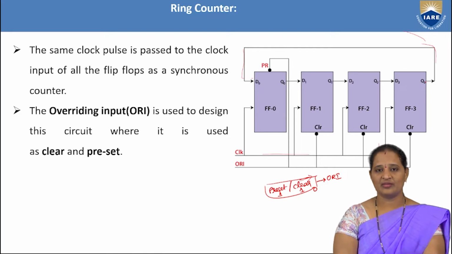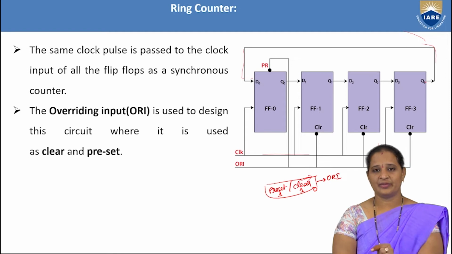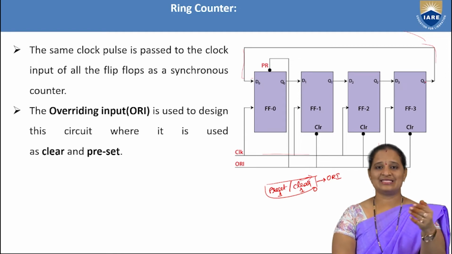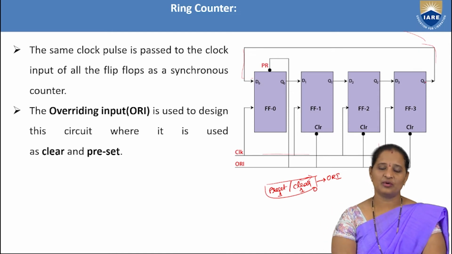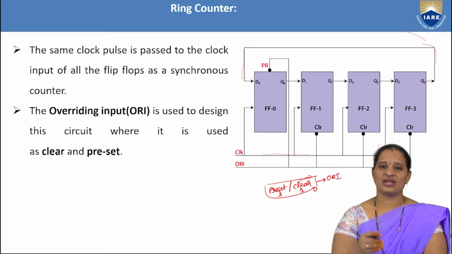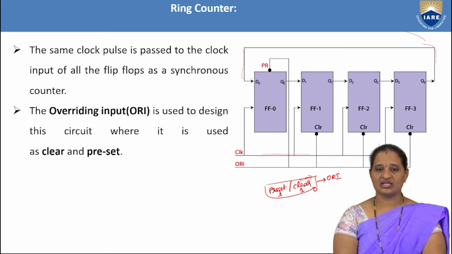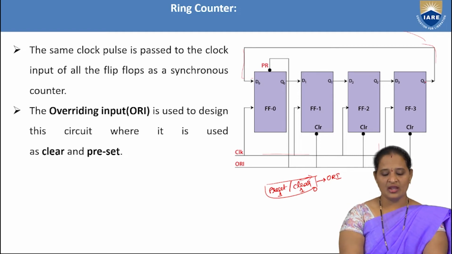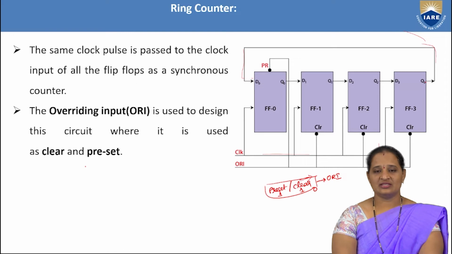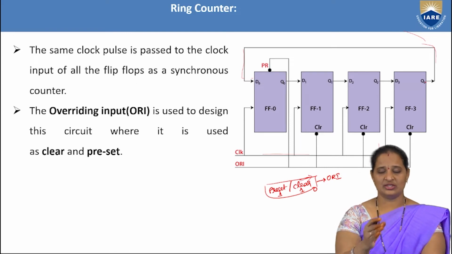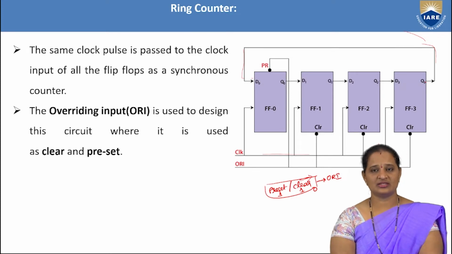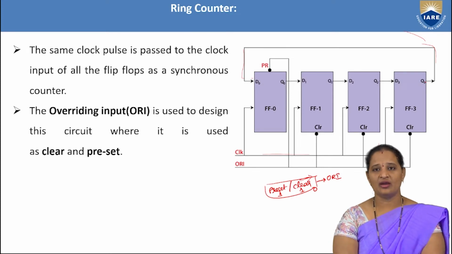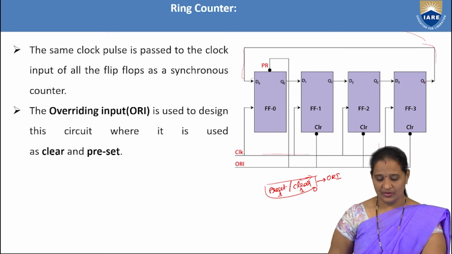Whatever the present state, if the preset input is 1, it sets the flip-flop to 1. If the clear input is 1, it resets the flip-flop to 0. That means it overrides the state of the flip-flop, so that is why we call these two inputs overriding inputs. Overriding inputs are used to design circuits where it is required to clear and preset the circuit.